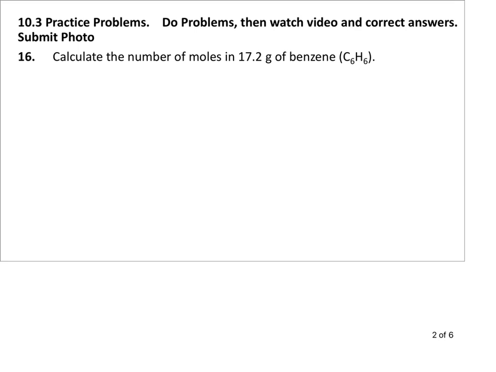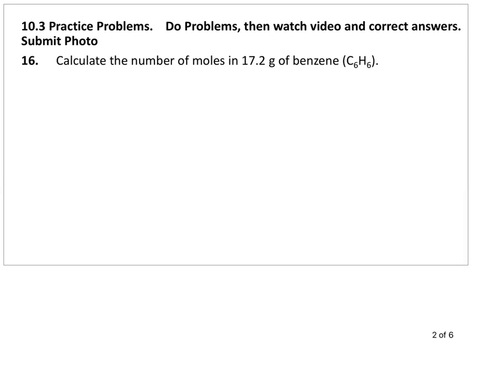So here we've got 17.2 grams of benzene, and we want to change that to moles. So first thing we have to do is find the average atomic mass of benzene. It's made up of carbon and hydrogen. Looking at a periodic table, we find the molar mass of carbon is 12.011 grams per mole.